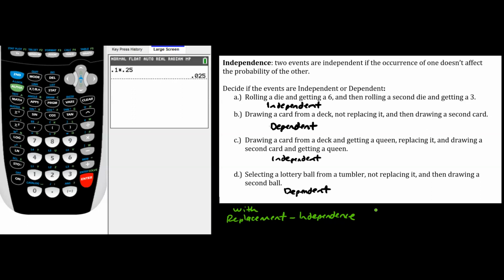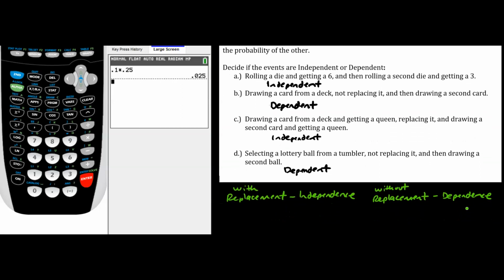And then if you are not replacing, or I can say without replacement, that is going to be associated with conditional probabilities or dependence. And that is exactly what we just saw when we looked at a couple of these examples right here, because again, if you don't replace, then the probabilities of that second event are going to be impacted. Okay, now what are the implications for us in this general multiplication rule?